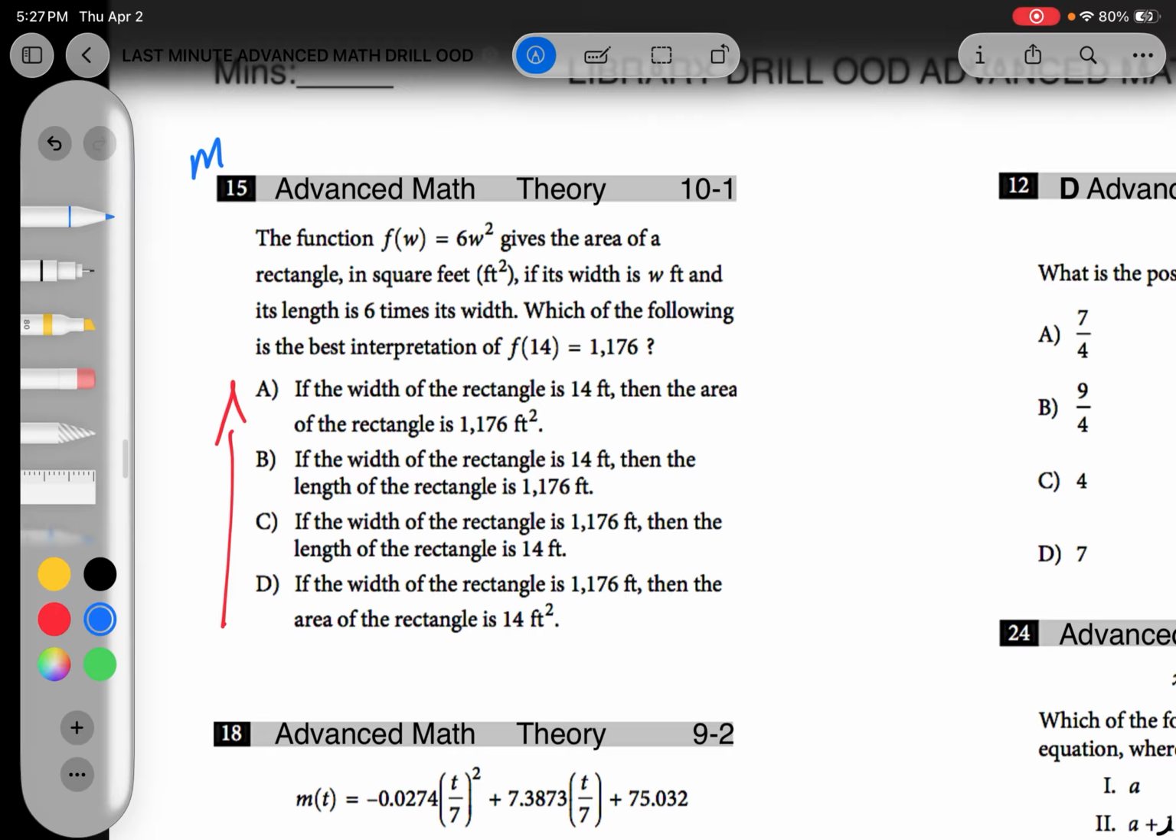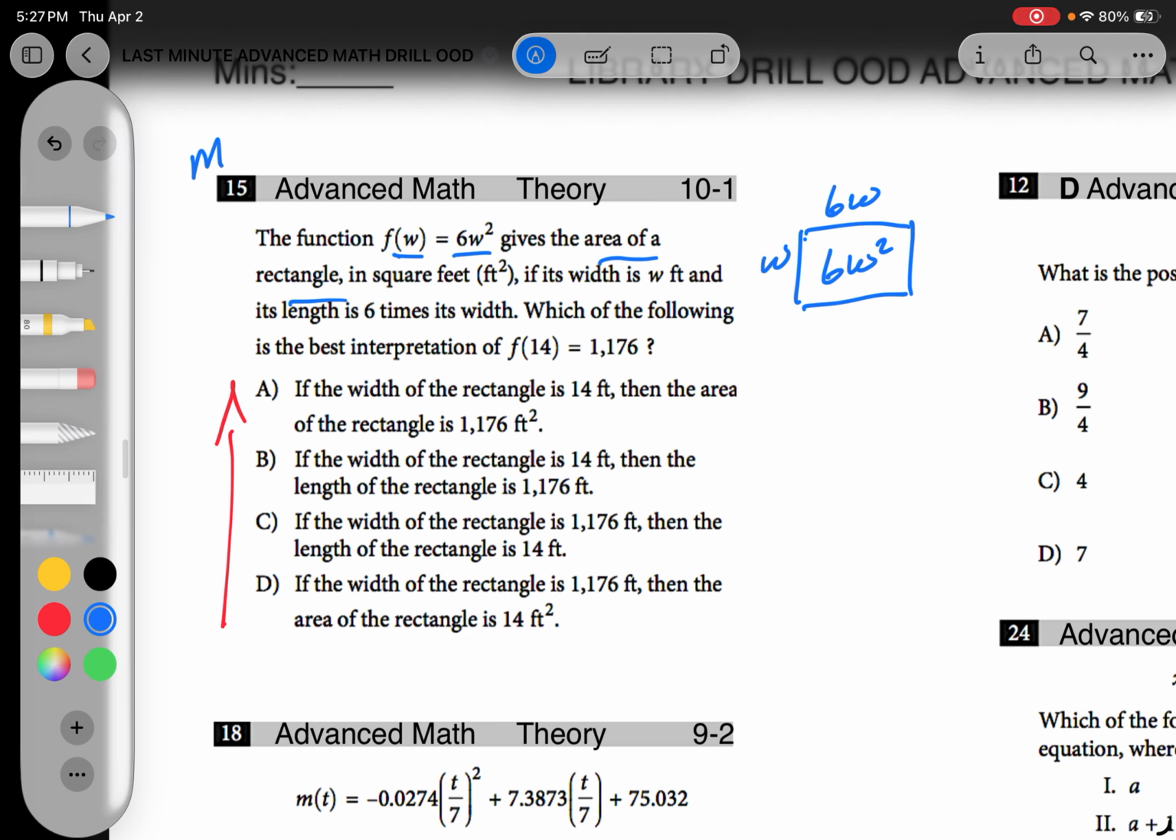Let's go into it. The function f of w equals 6w squared, and it gives the area of a rectangle. Okay, we got a rectangle. I'm doing this on a side scratch of paper. Now, the area would be 6w squared, which means one side would be, I guess, 6w, and the other side would be w, right? Because if we multiply side by length, we get 6w squared. Now, if its width is w and the length is 6 times its width, oh, we just pretty much did that, just from common sense.